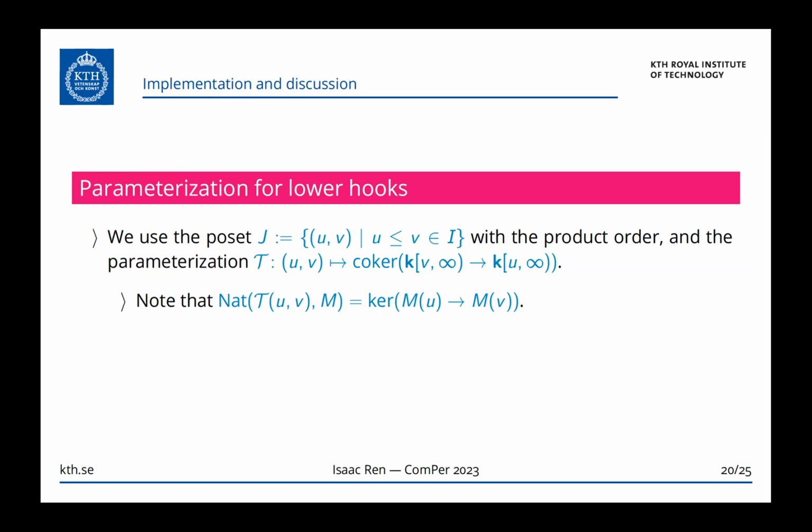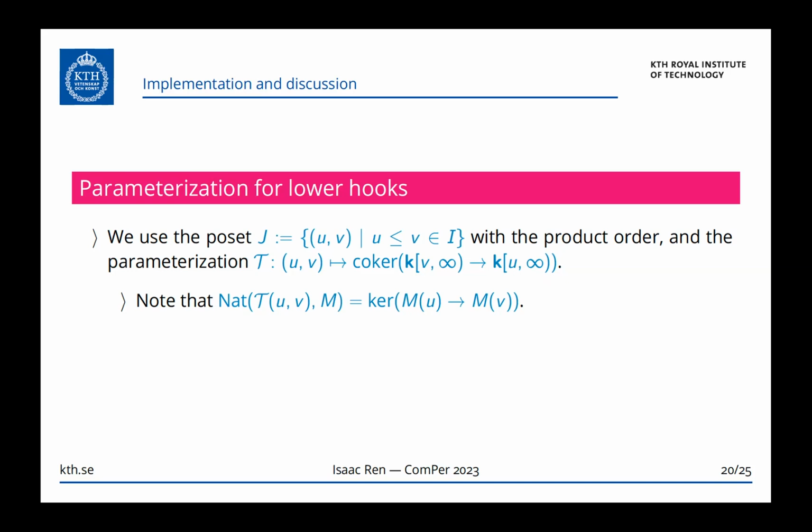Also, it's the simplest relative setting that is not the standard setting, because we will be using as a poset J just 2 copies of I, so pairs UV, where U is less or equal to V, with a product order induced by I. And our parametrization takes a pair UV and gives the co-kernel. So it's the quotient of the free module at U by the free module at V.